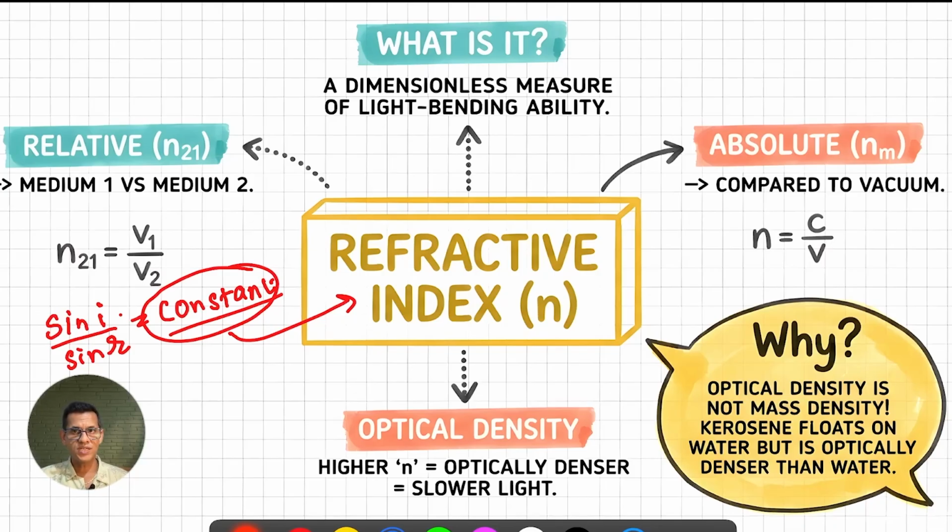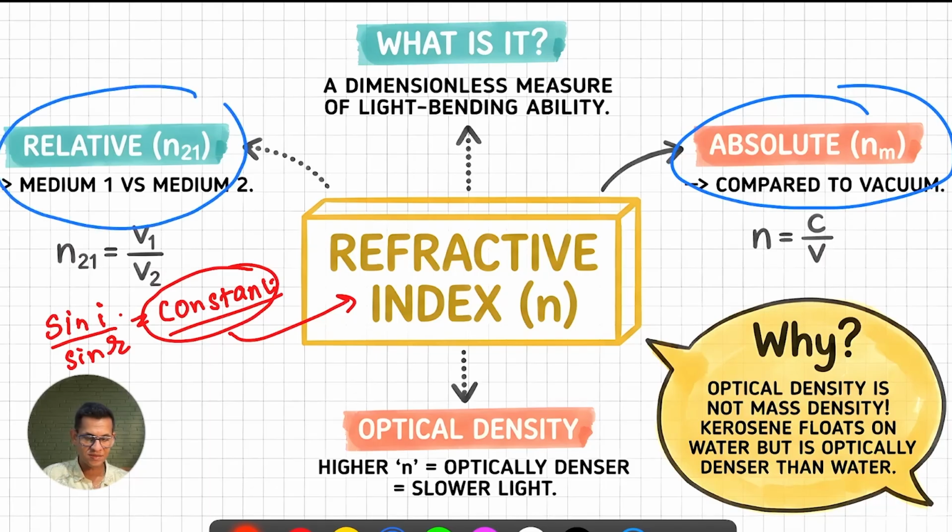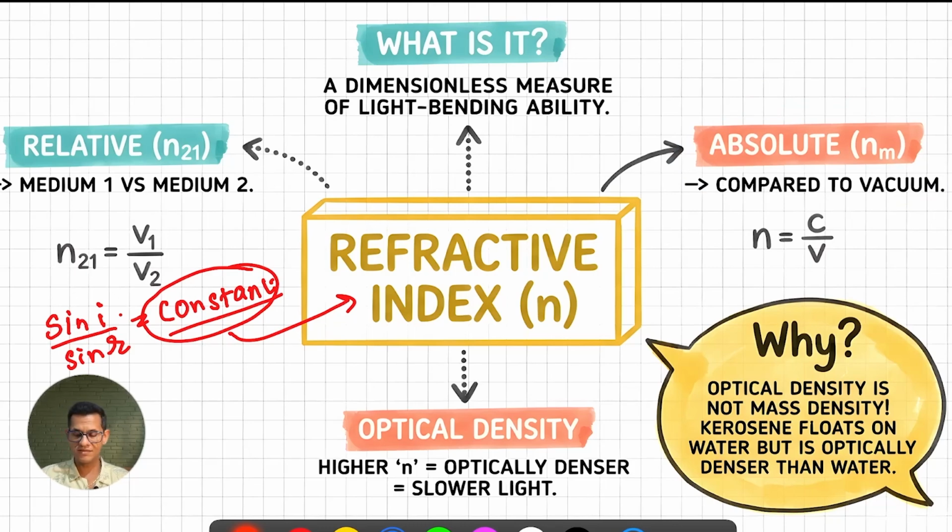First of all, we should know there are two kinds of refractive indices. One type is called the absolute refractive index, and the other type is called the relative refractive index. So let's understand the difference between the two. They are not much different, but let's understand what it is. When I say absolute refractive index, it simply means I'm comparing the speed of light in a particular medium with respect to air or vacuum.